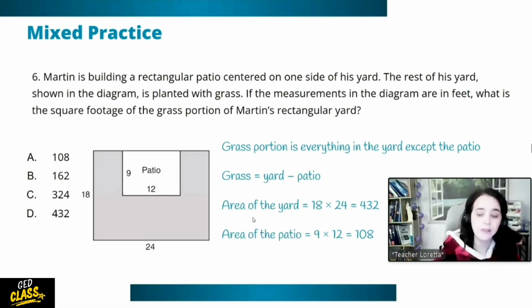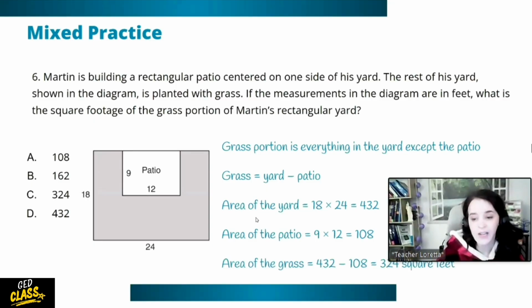Then we find the area of our little patio. The patio is 9 by 12. Again, we ask our calculator, hey, calculator, what's 9 times 12? It says it's 108. So for our final step, we're going to take the 432 and subtract away the 108, and that gives us 324, which is a match for choice C.